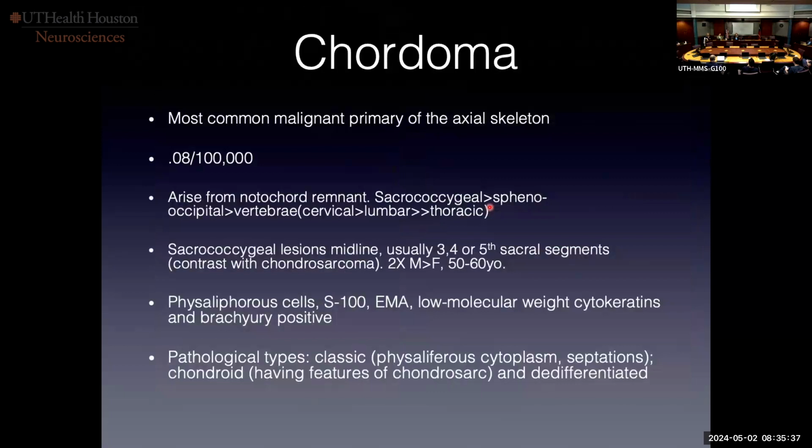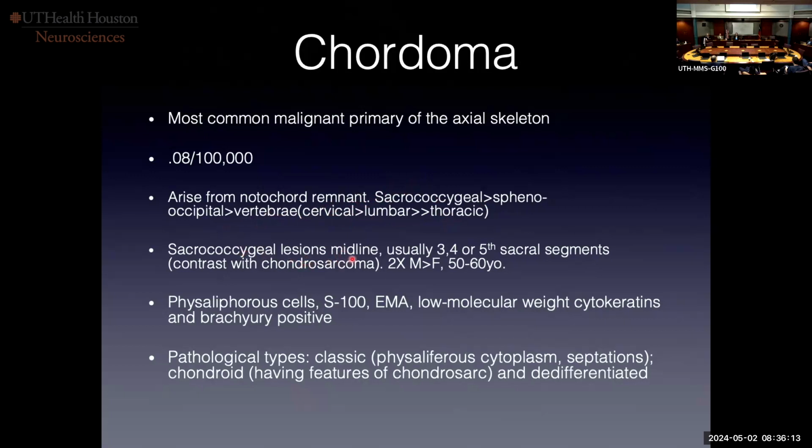And the incidence is 1 in a million. So you're probably thinking that's the most common primary. Yeah, that's how rare primaries of the axial skeleton are. They arise from a notochord remnant. Some books and papers will say that there's an equal incidence between sacrococcygeal, spheno-occipital, and vertebral. Once you're in the mobile spine, cervical is the highest, followed by lumbar, then thoracic, very, very rare, to the point where if you see something you think is a chordoma in the thoracic spine, that would be virtually reportable.